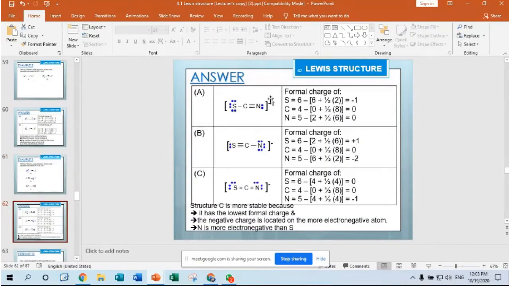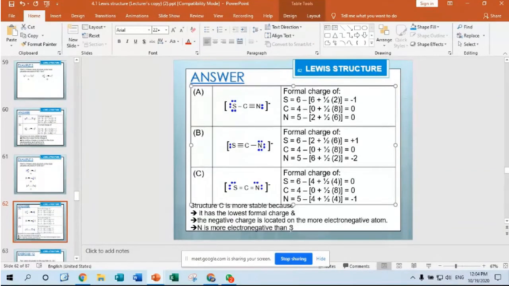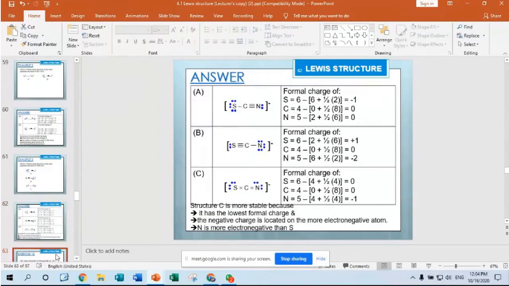Okay, if there are three, in this case, besides choosing the lowest formal charge, we have to check, this is negative, this one is -1 for nitrogen, -1 for sulfur. So -1 should be located on the more electronegative atom. So it's nitrogen because nitrogen is more electronegative than sulfur. So this is about the function of formal charge.